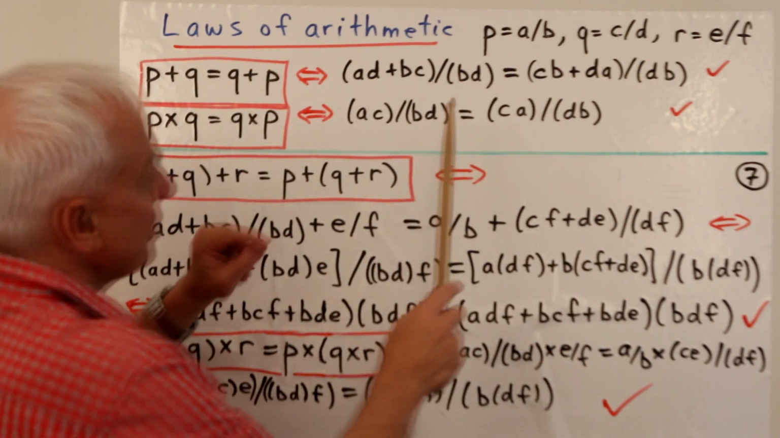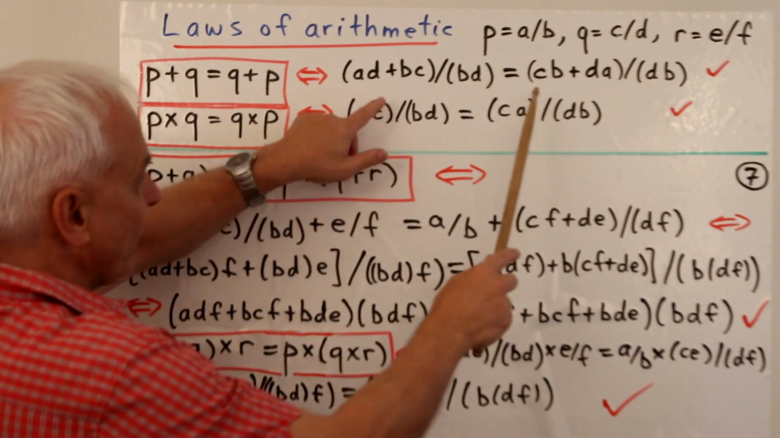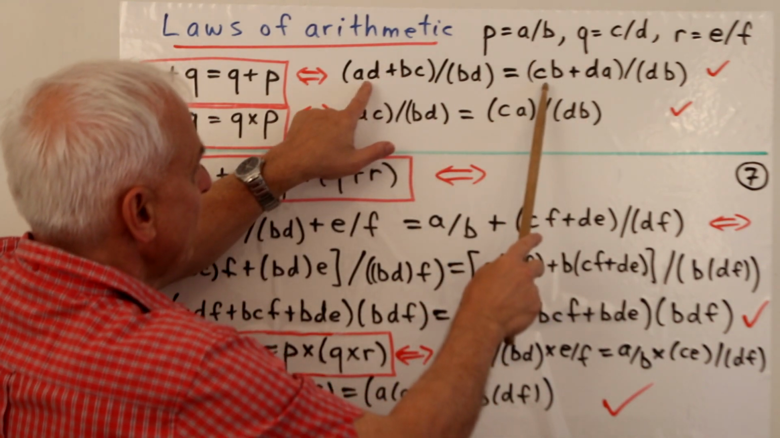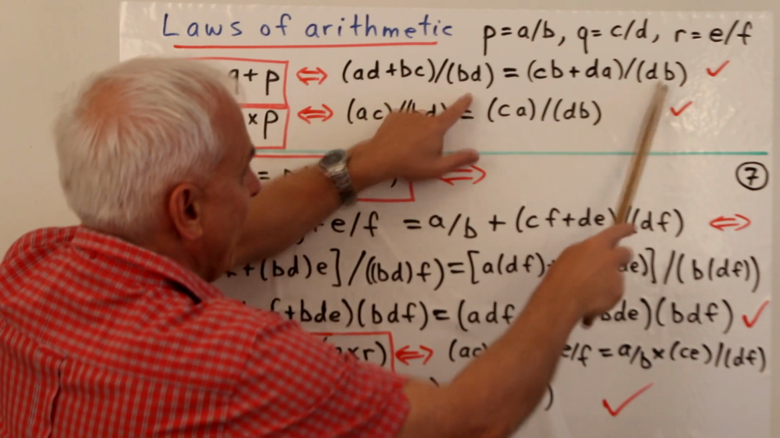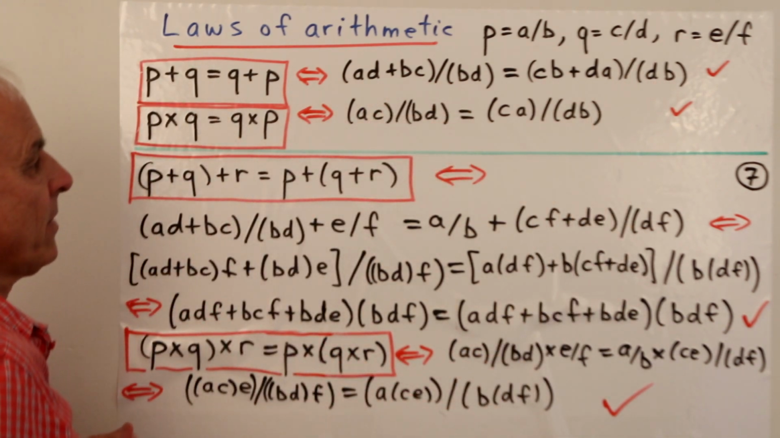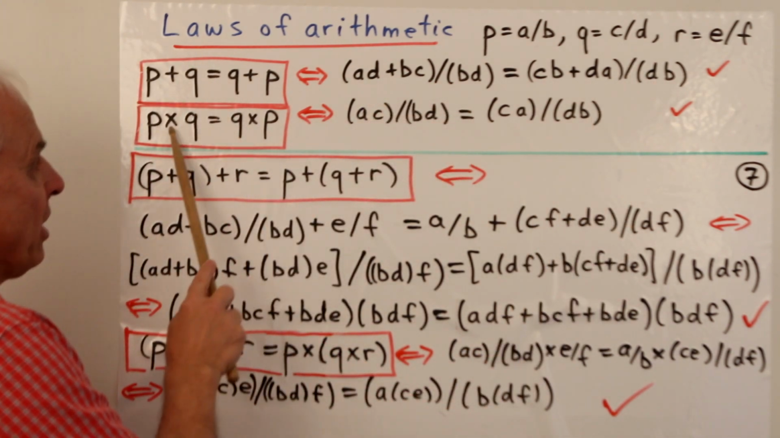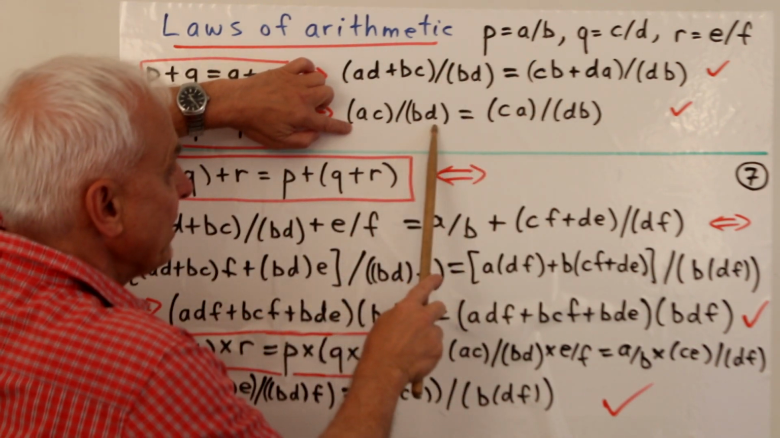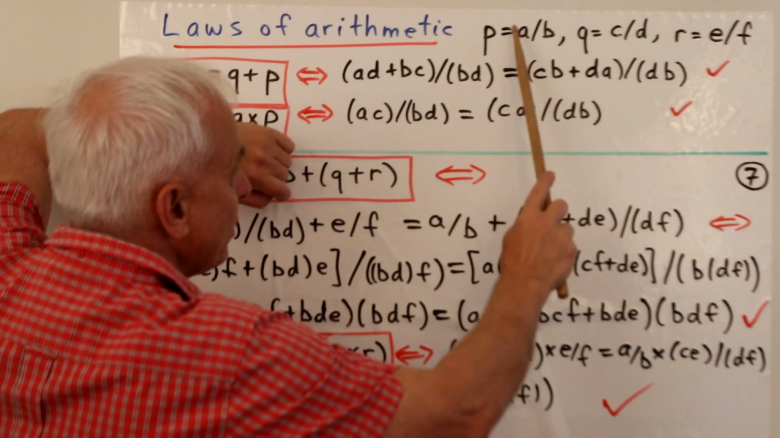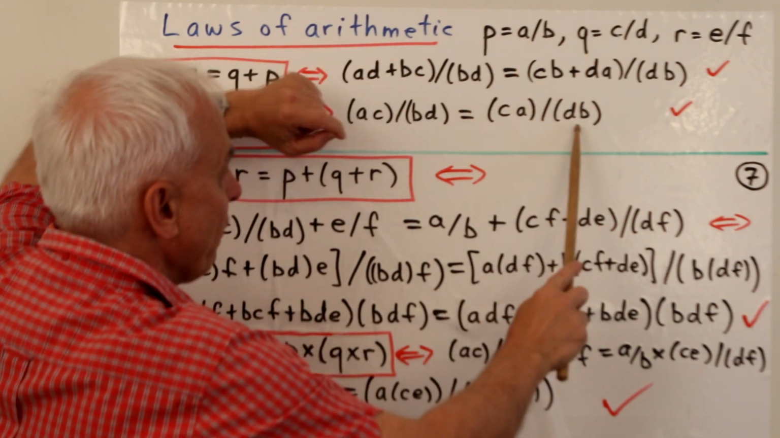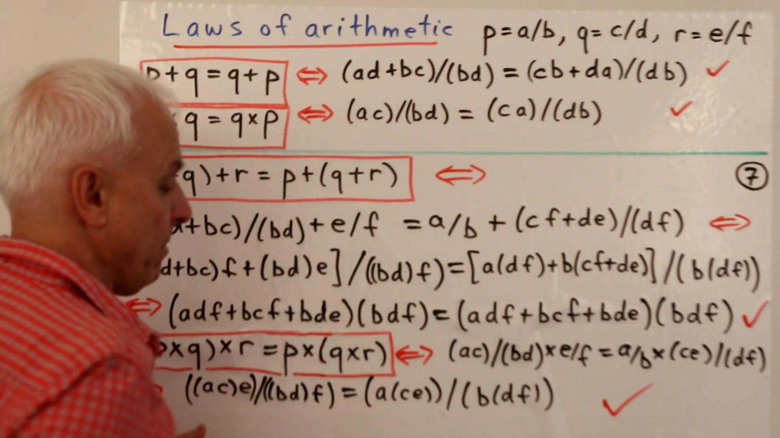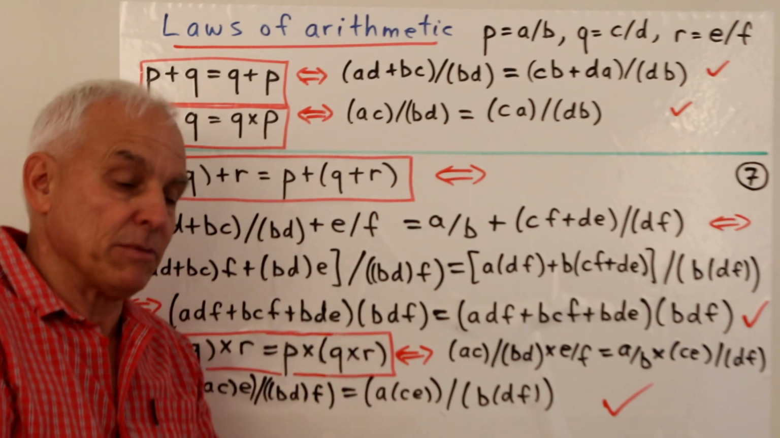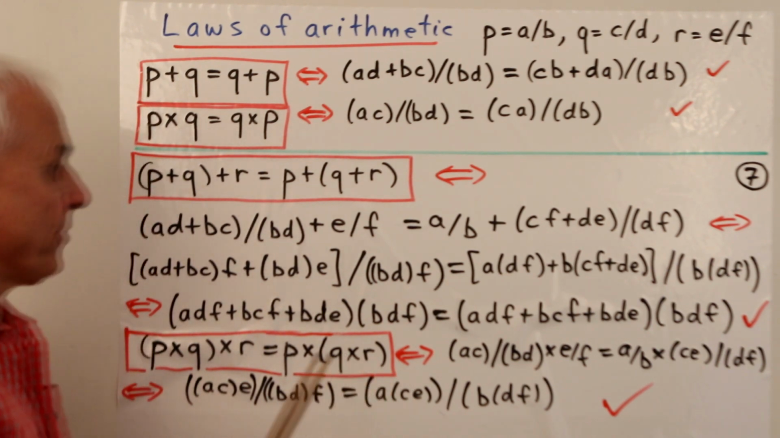And a moment's thought shows that these are the same because the numerators, the things on the left, are the same, just a rearrangement, and the denominators are the same, just a rearrangement. And similarly with multiplication, the product P times Q is AC over BD, while the product of Q times P is CA over DB, and obviously these are the same because of the commutative property of multiplication of ordinary natural numbers.